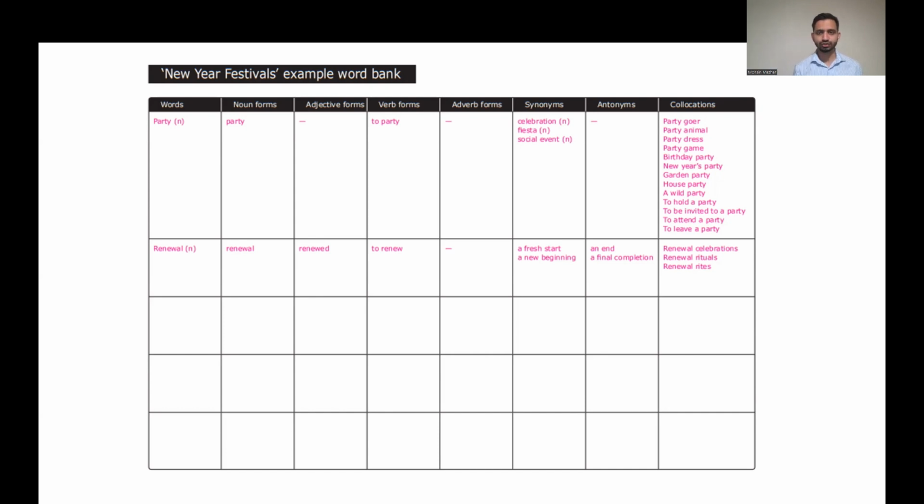to hold a party. So hold a party, we've got a verb here and then a noun. To hold a party, to be invited to a party, to attend a party, again a verb, to leave a party. These are some of the verbs that you can use with party as well. So these are some of the collocations. But when you're building your word bank with your own words, brainstorm some of the collocations that you can use. You can think about the phrases that you can use with those words. Be creative on that front.